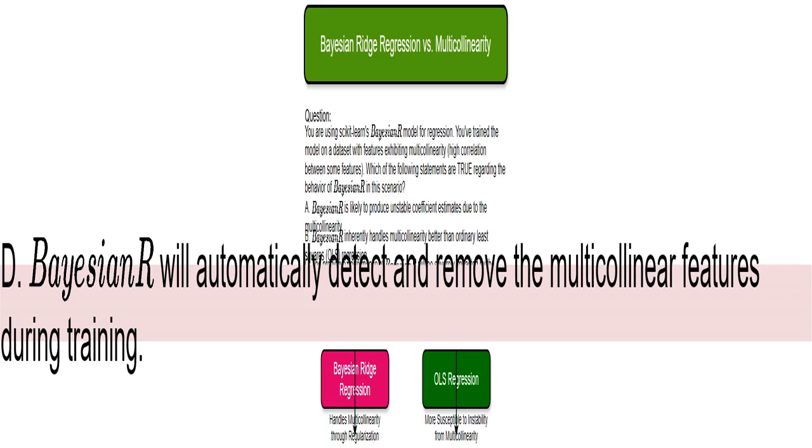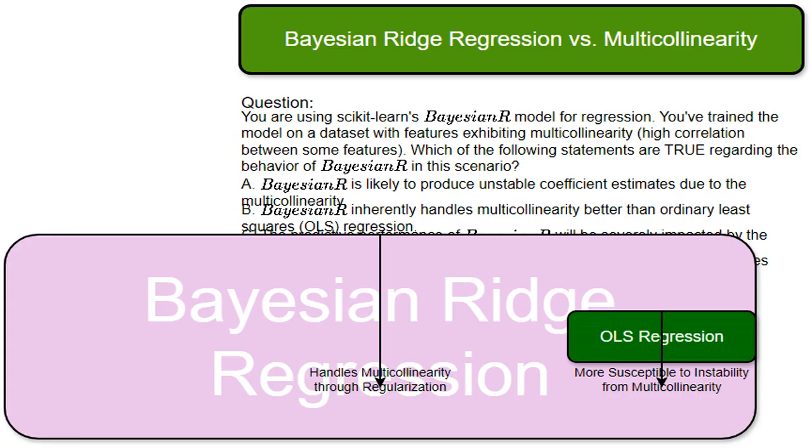Nope. Bayesian-Ridge doesn't automatically remove features. It tackles multicollinearity by regularizing the coefficients, not by removing features. It's a subtle but important difference. This refers to a type of regression that uses a Bayesian approach, incorporating prior information about the model parameters. This helps stabilize the model and reduce the impact of multicollinearity.